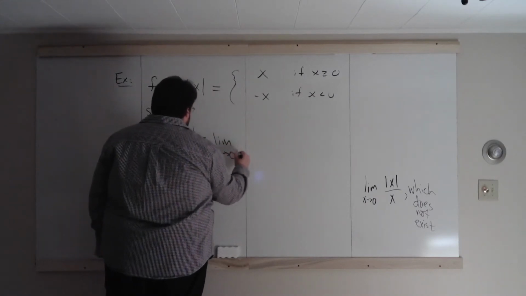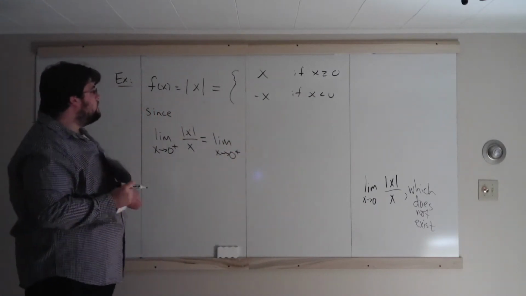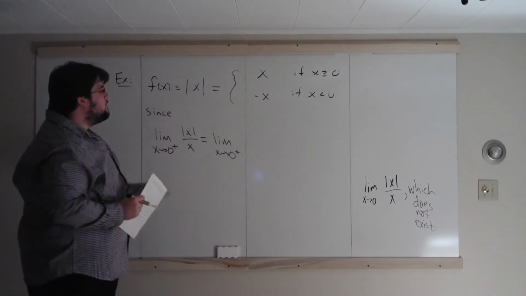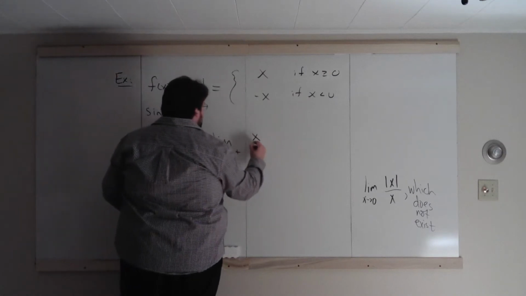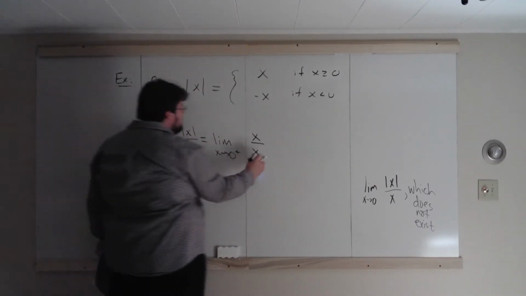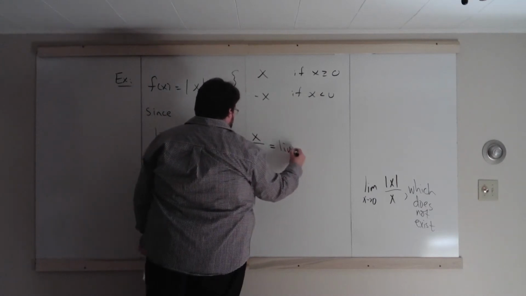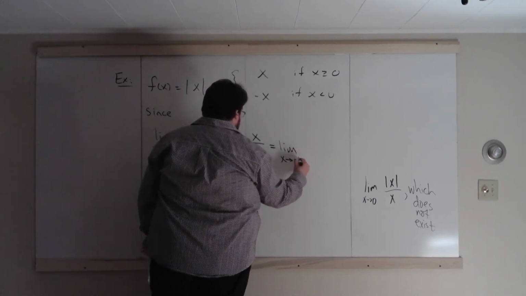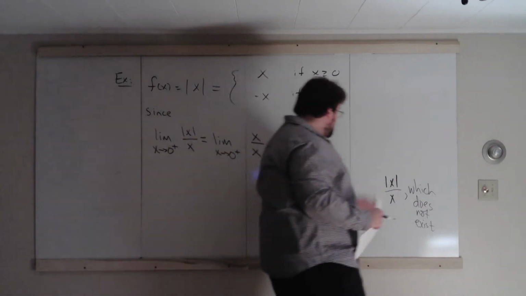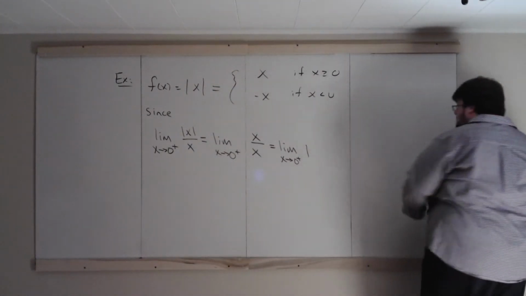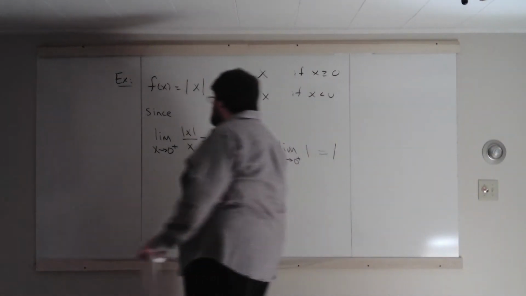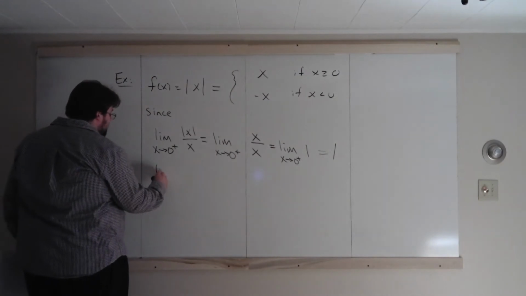Well, on the right of 0, how is this function defined? Well, the function is defined as just x on the right of 0. So we get x over x. We still haven't taken a limit, but now this fraction reduces to 1, and the limit as x approaches 0 of 1 is just 1. And now we do this on the other side of 0.